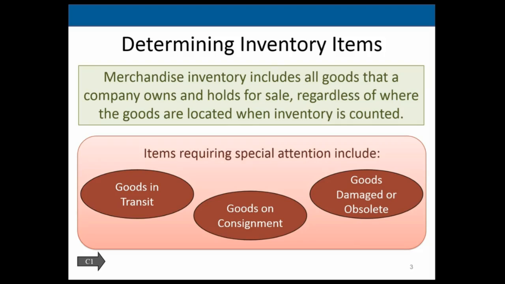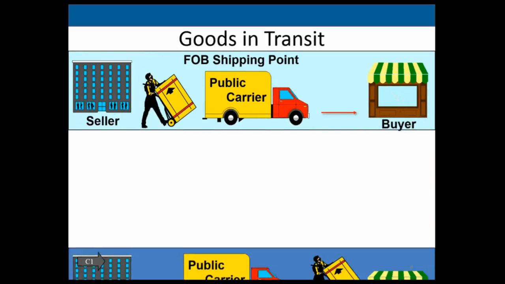And then goods damaged or obsolete. What happens if a good gets damaged? What if the car breaks? Then what do we do on the inventory? What happens to it? These are questions we want to take a look at.